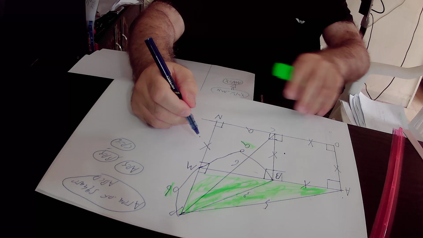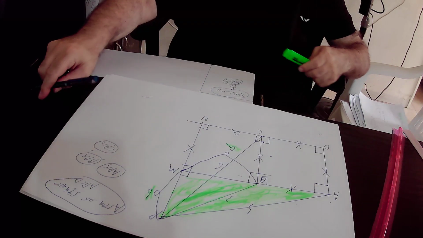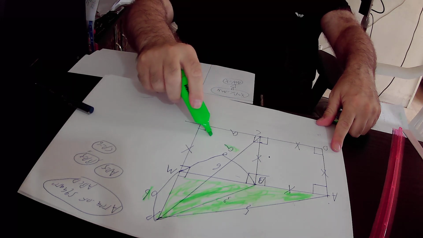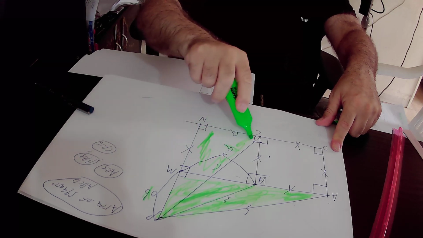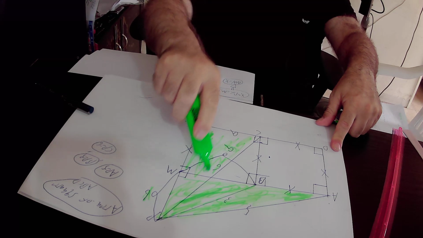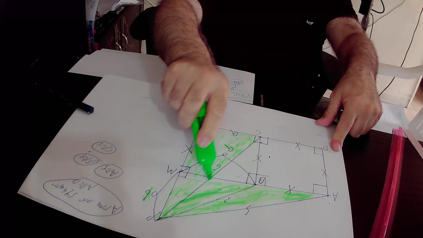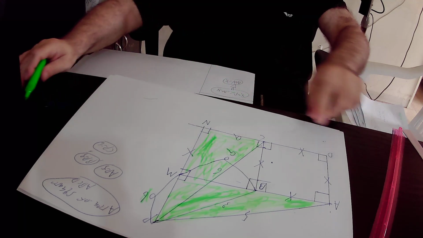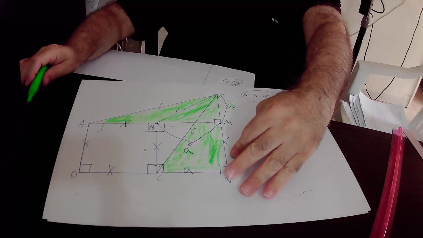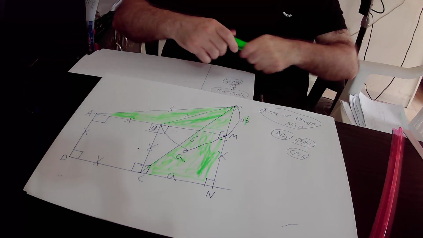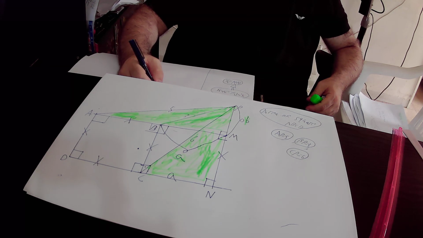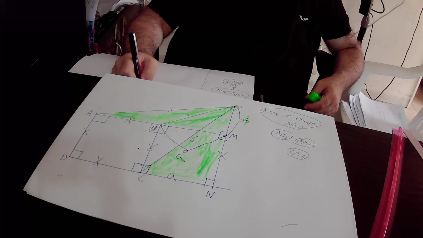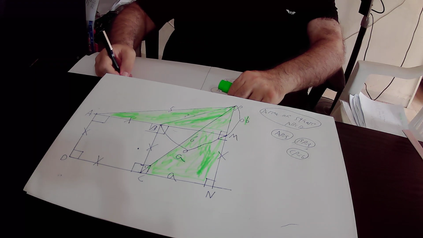In the next step, we'll implement the Pythagoras theorem in the right green triangle PCN. So in the right green triangle PCN, by the Pythagoras theorem, the square of the hypotenuse equals the sum of the squares of the perpendiculars.